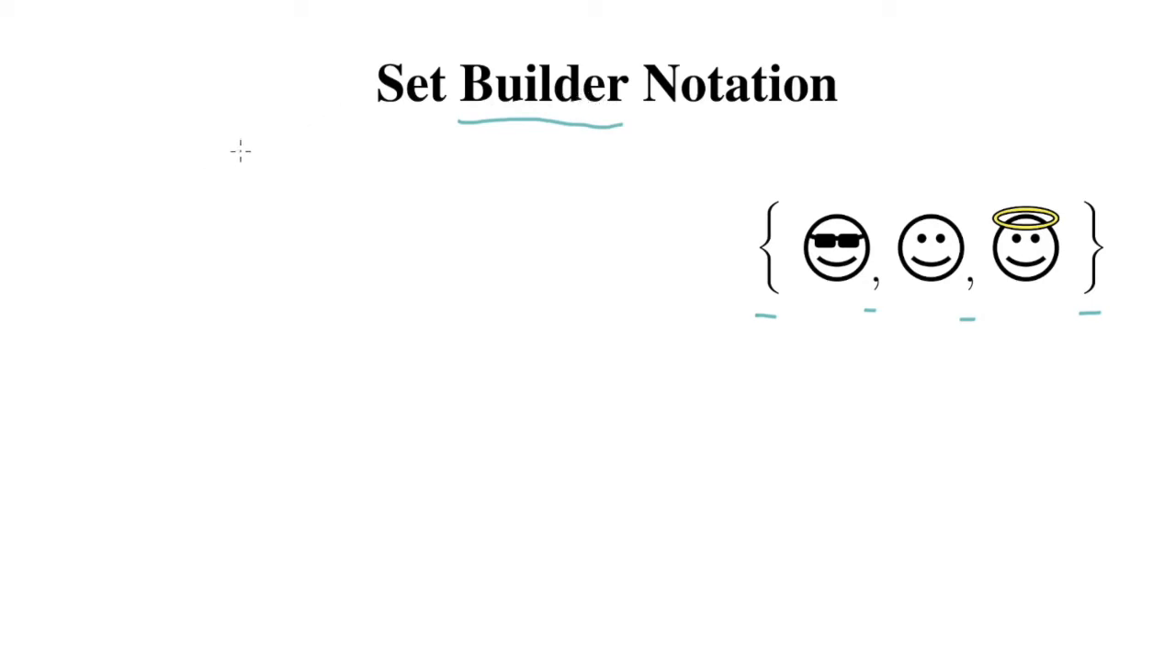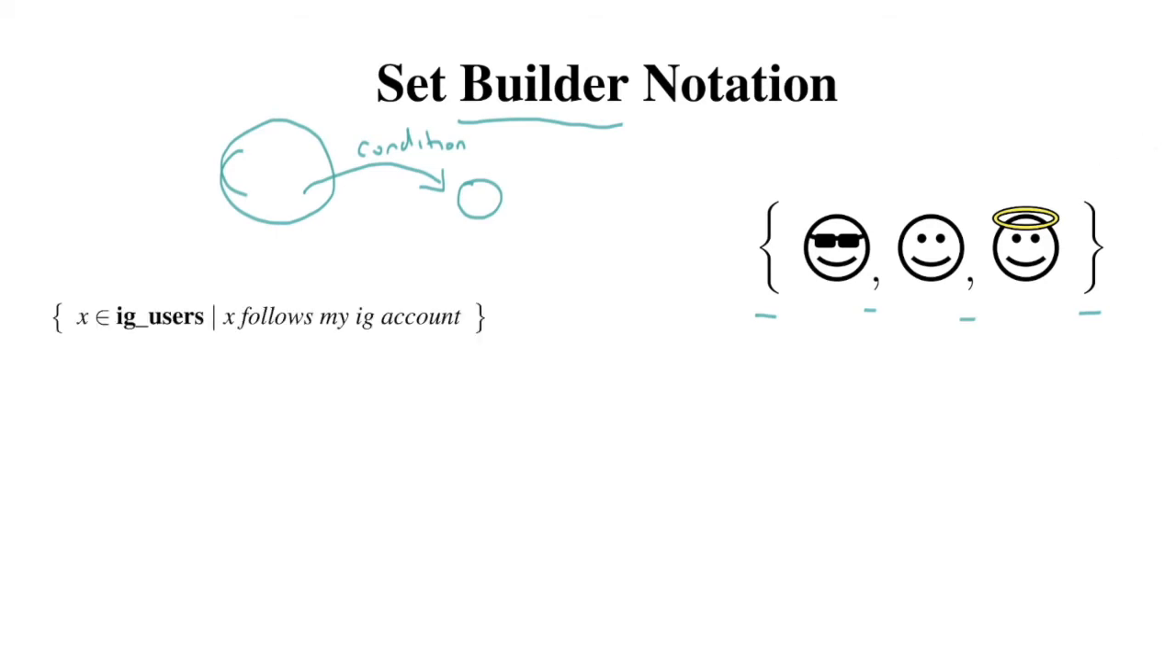The set builder notation means that we have one big set, and then we form from that set a smaller set based on a condition. So we are building a new smaller set from a bigger set using a condition. Let's look at an example. Say I want to write down the set containing my Instagram followers. Here would be an example of that using the set builder notation.